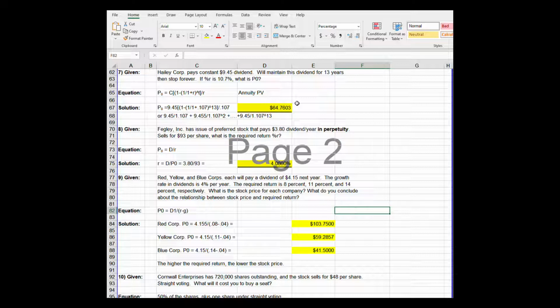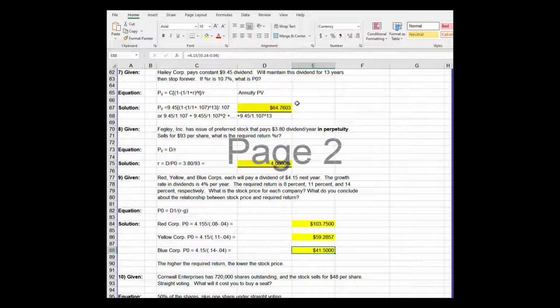What's the stock price? So again, I'm going to use the constant dividend growth equation, because the growth rate G is given at 4% per year. So I simply take D1, dividend 1 of $4.15, and divide that by 0.08 minus 0.04, R minus G, and I get $103.75. For Yellow Corp, I do the same thing, but I take 0.11 minus 0.04, and I get $59.28. And for Blue Corp, I do the same formula, and I get an answer of $41.50.